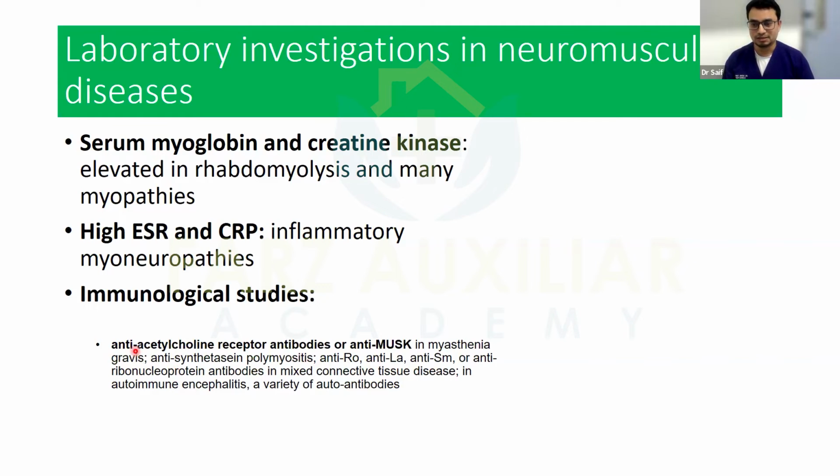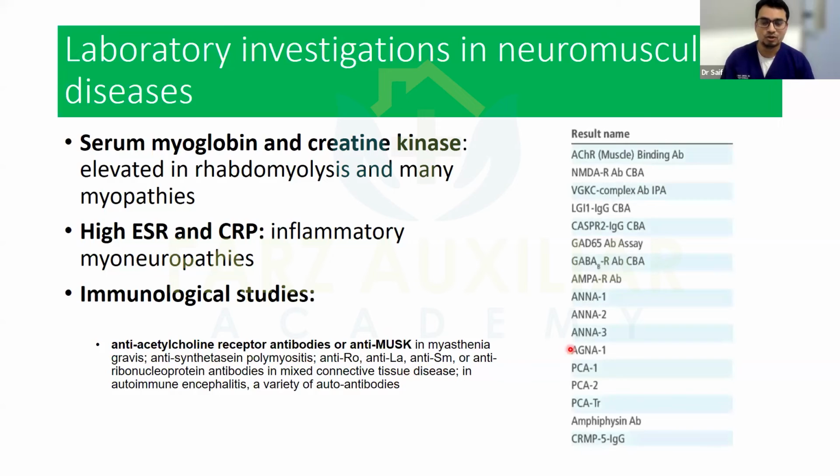So anti-acetylcholine receptor antibodies or anti-MuSK in case of myasthenia gravis, anti-synthetase in polymyositis, or anti-Ro, anti-La. So this whole antibody panel or autoantibody panel can be there in your hospital, which you can order if you are suspecting the autoimmune type of neuromuscular disorders. Okay, so this will be positive.